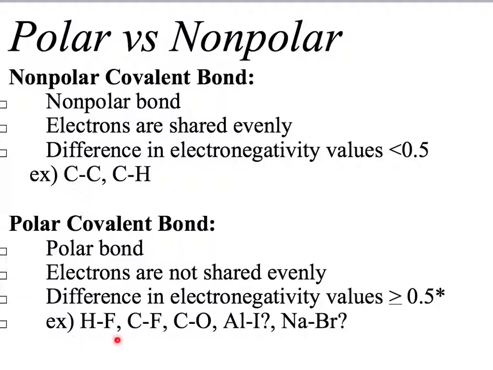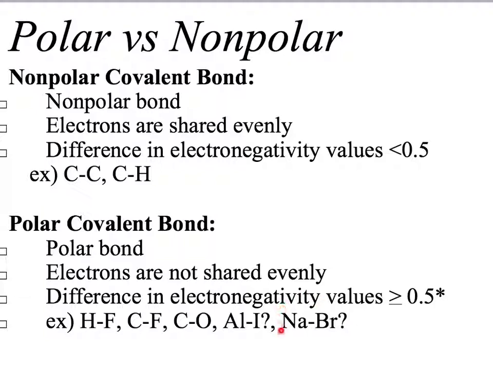So what about something like HF? Here we have a very large difference in electronegativity values, so this will be a very polar bond. A carbon to oxygen bond is polar, a carbon to fluorine bond is polar. What about that aluminum to iodide bond we talked about? Here it's a metal and a nonmetal. What kind of bond would that be? There we said that that actually does form a molecule, so that'll be a very polar covalent bond.